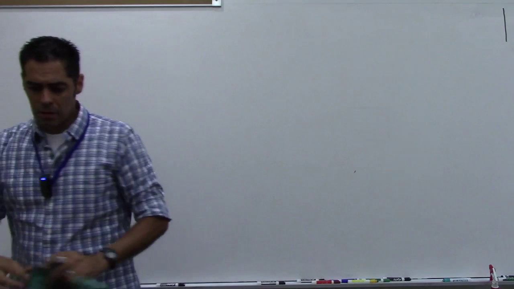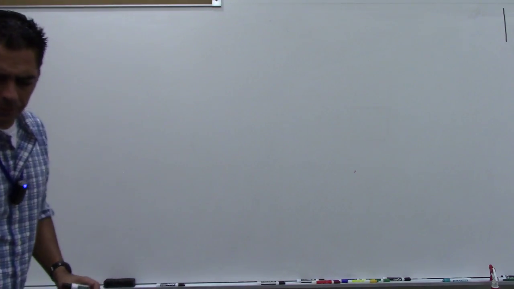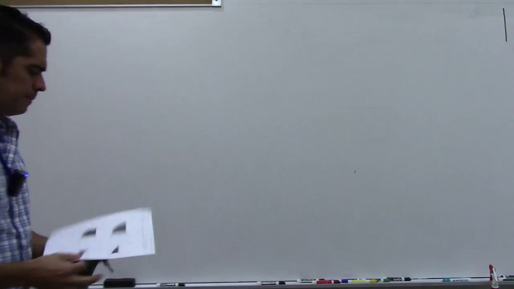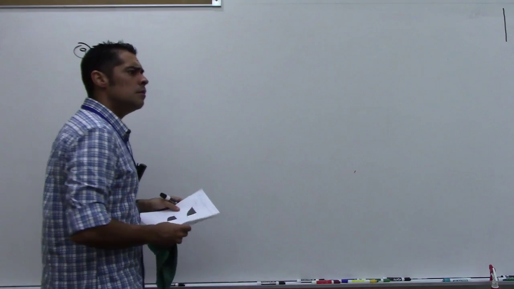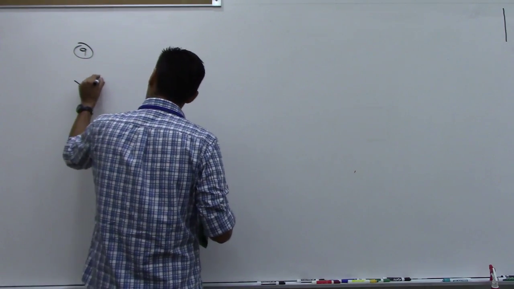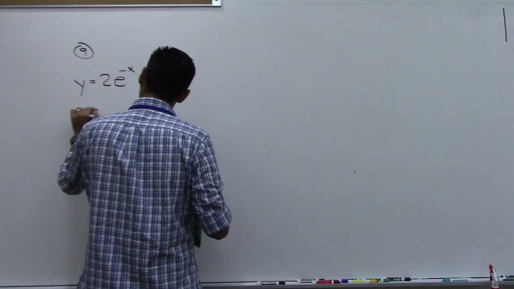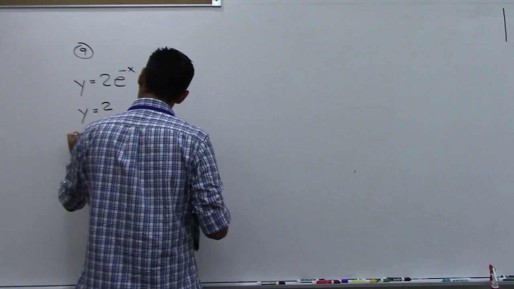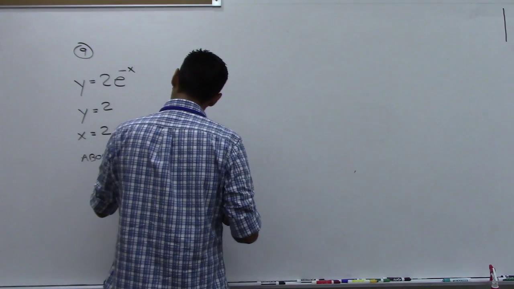All right, the next one I want to look at is number 9. So for number 9, you're given y equals 2e to the negative x, y is 2, x is 2, and you want to rotate this about y equals 4.